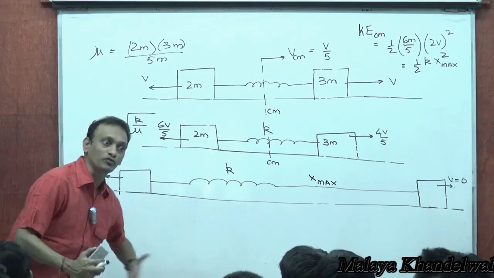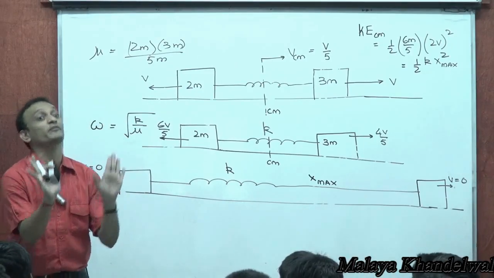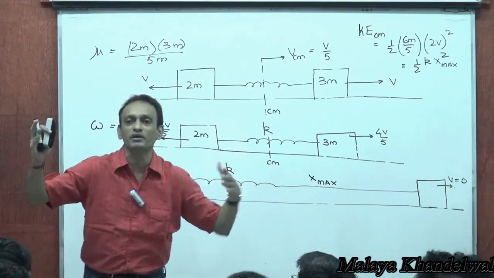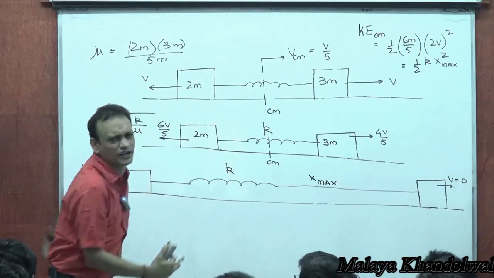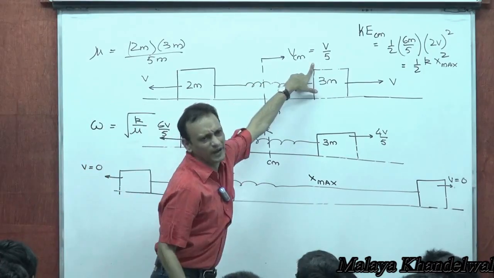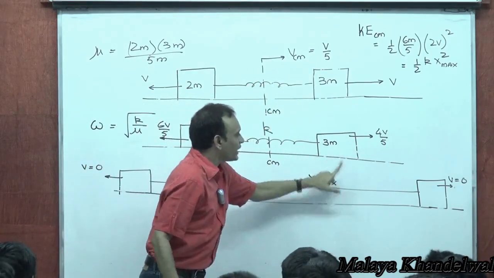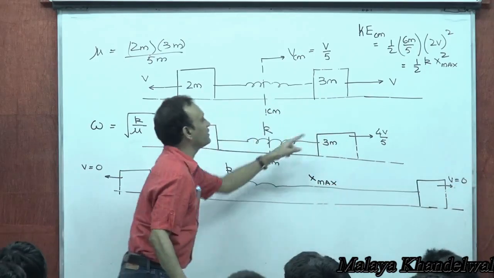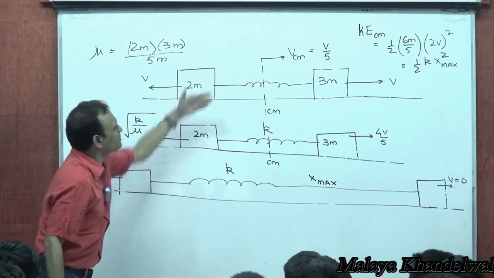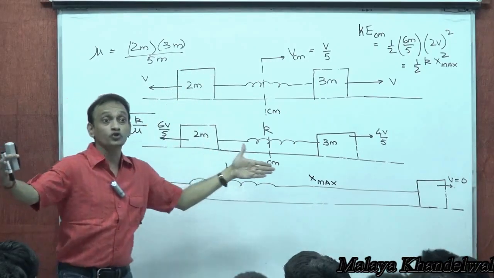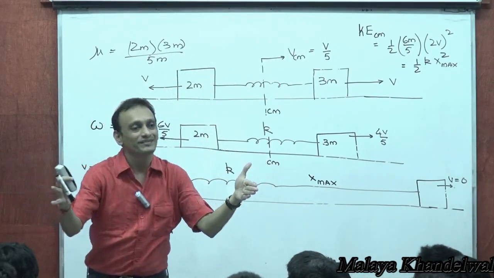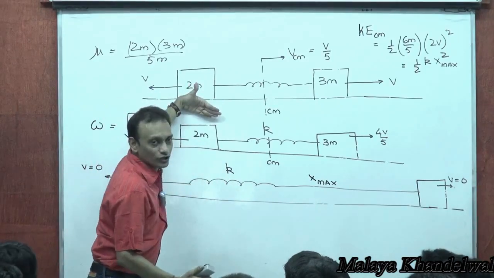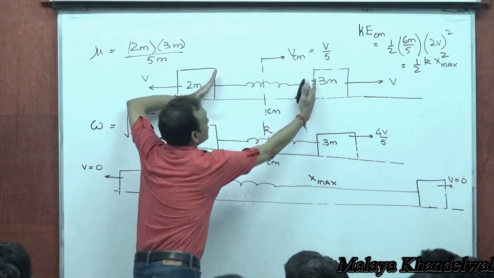Now, from this point onwards, what happens? Everything in the center of mass frame, because the reason I say it's best to deal with this in the center of mass frame is that I can convert all the velocities to the ground frame by accommodating this V by 5. At this point, I know the velocity of this in the ground frame, V by 5. I know the velocity of this in the ground frame, because this was just this. Now, the spring starts to come back to its natural length, right? So, from this state, it will come back to this state of the spring.